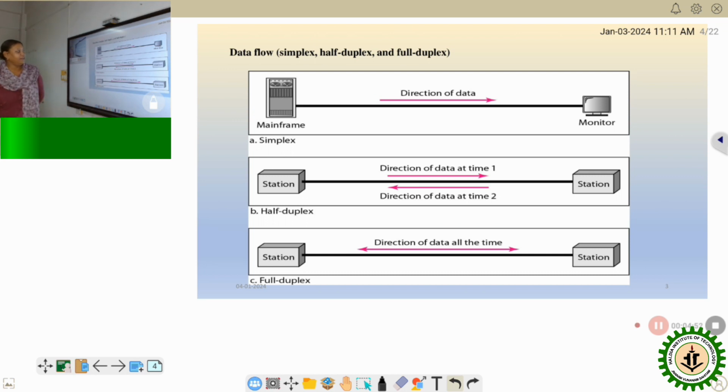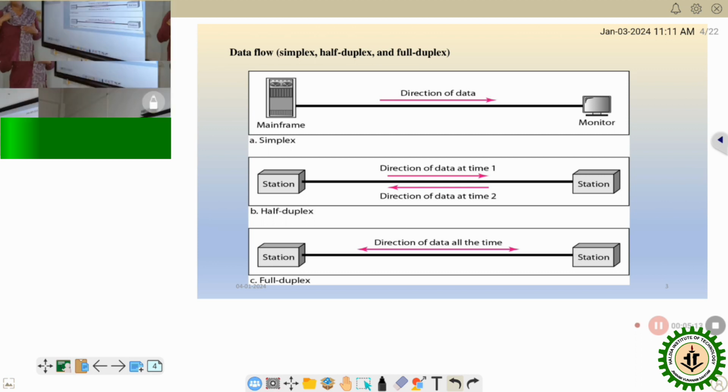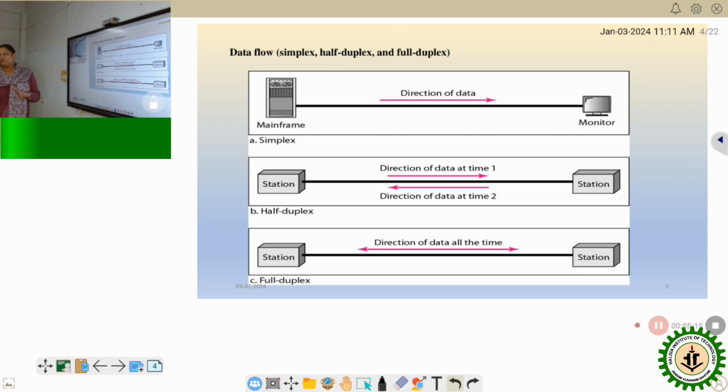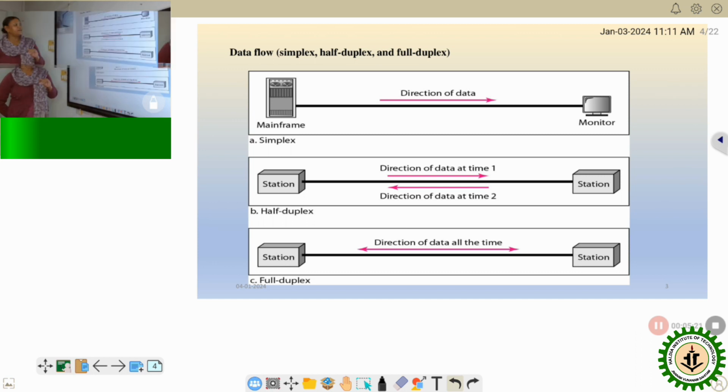Now in the next slide, the different data flow techniques, that is, how data is transferred, are discussed. There are three types of data flow techniques: the first is simplex, the second is half duplex, and the third is full duplex. There are three diagrams, A, B and C. The first one is the simplex.